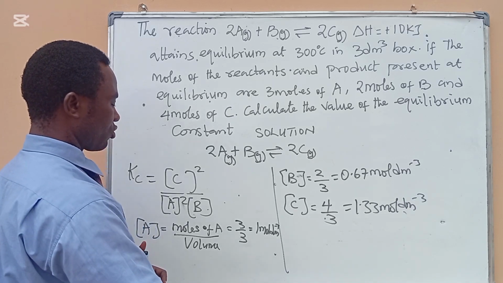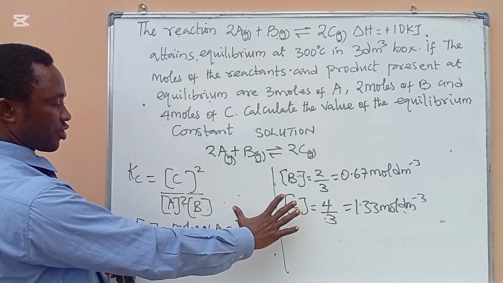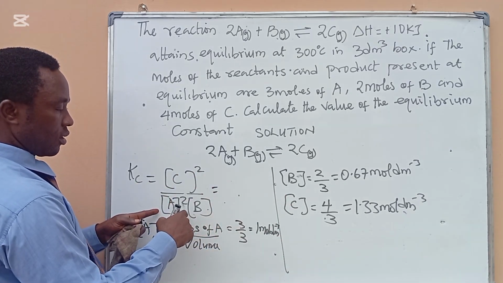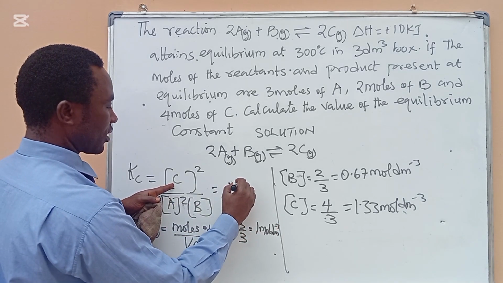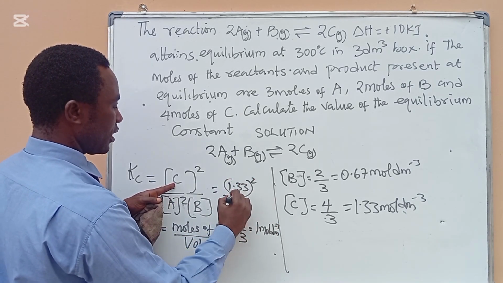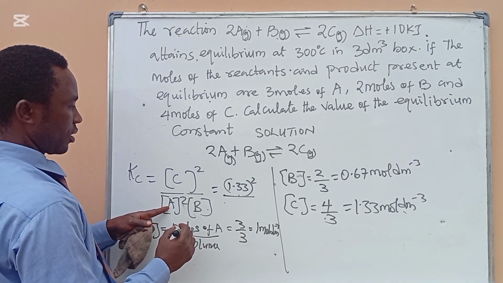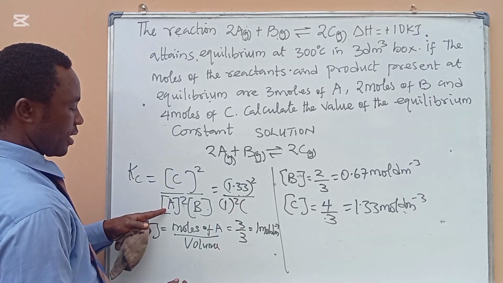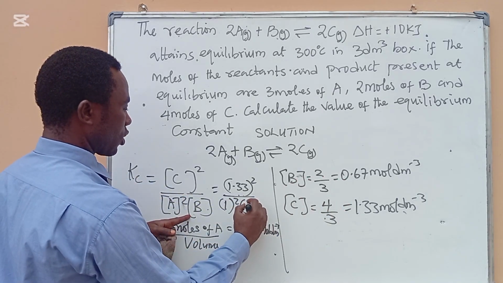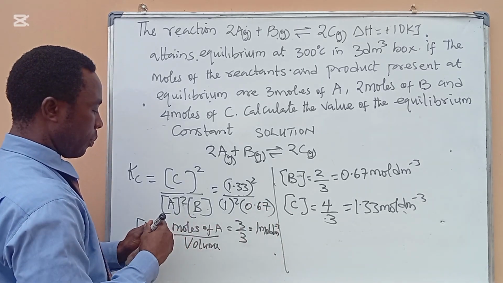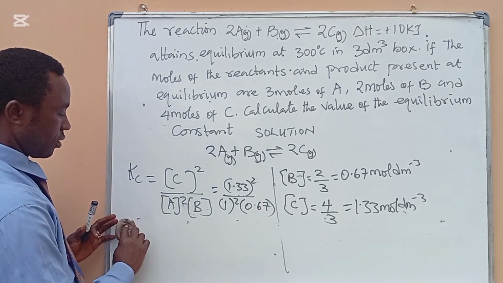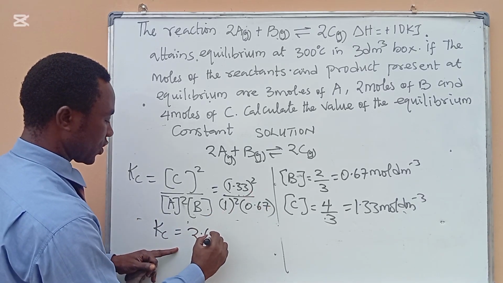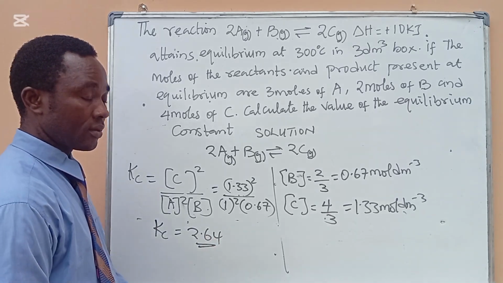Now, since we have gotten all the concentrations, we can put the values here to get our answer. So the Kc will be equal to 1.33 all squared, divided by A, which is 1 mole, all squared, multiplied by our B concentration, which is 0.67 mole per dm cube. If we calculate this mathematically, we get 2.64 as the Kc.